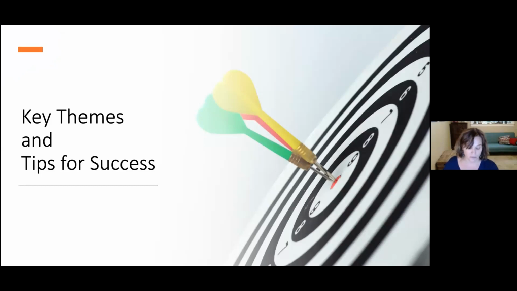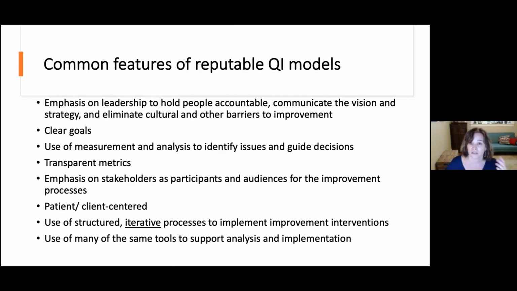So lastly, before we move into some Q&A, let me just reiterate some key themes from this and talk about some tips for success. So any good QI model is going to have these elements in it, right? There's got to be an emphasis on leadership to hold people accountable, to communicate the vision and strategy, and eliminate any barriers to improvement. Regardless of what model you use, that's always important. Leadership really matters and sets the tone for how seriously an organization will take the change initiative and the work needed to measure and continuously improve it.